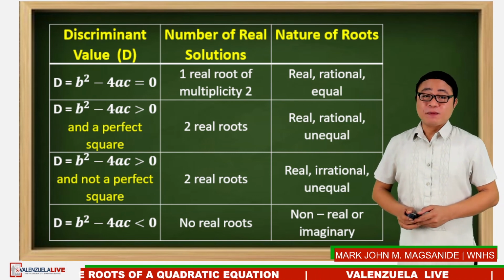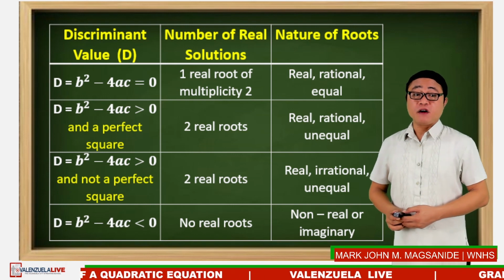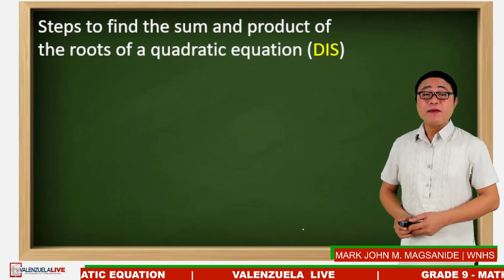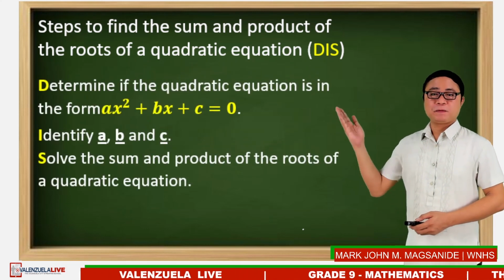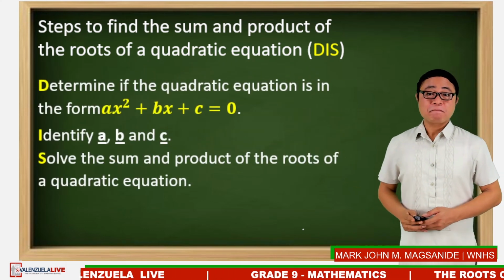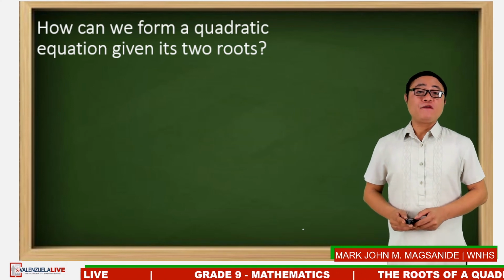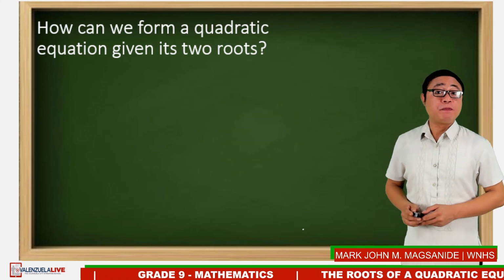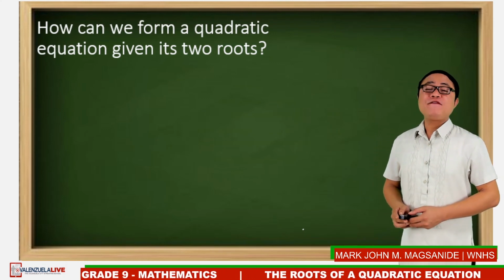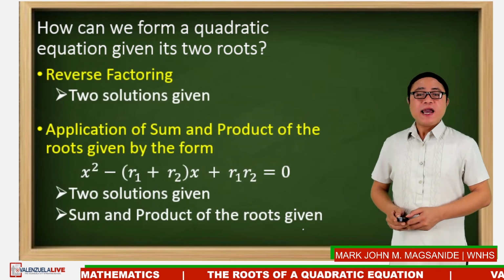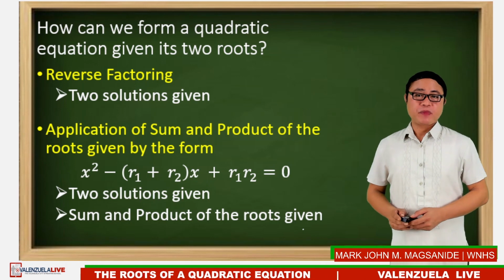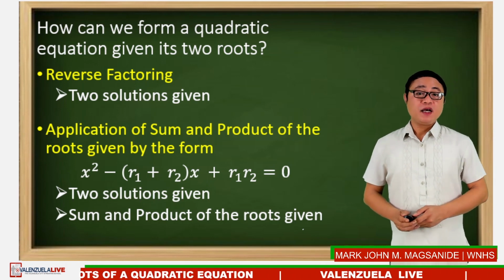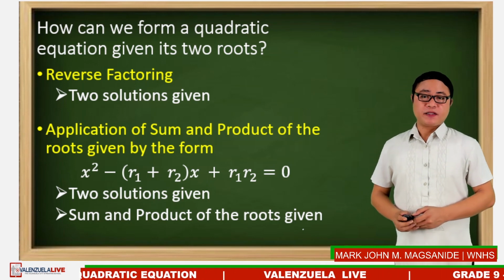And the steps to find the sum and product of the roots is given by the acronym DIS. And these are the steps. Lastly, the two methods to form a quadratic equation are the reverse factoring method and the application of sum and product of the roots. And now, we will proceed to the question and answer part.